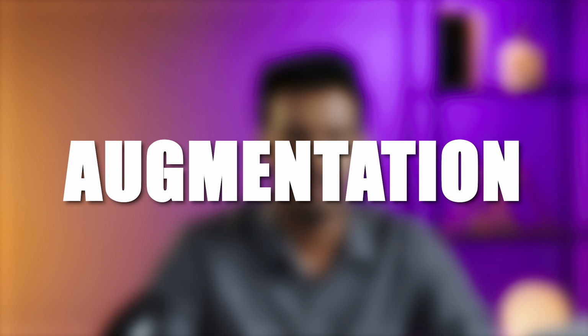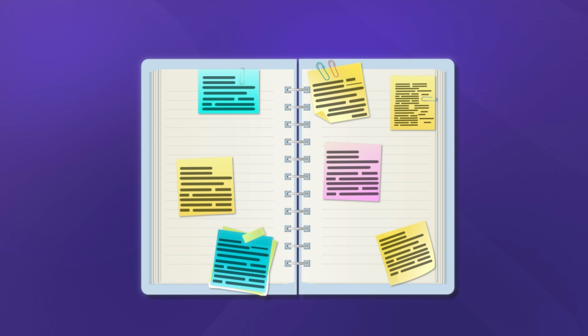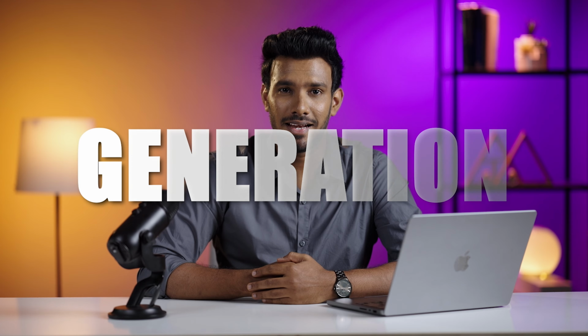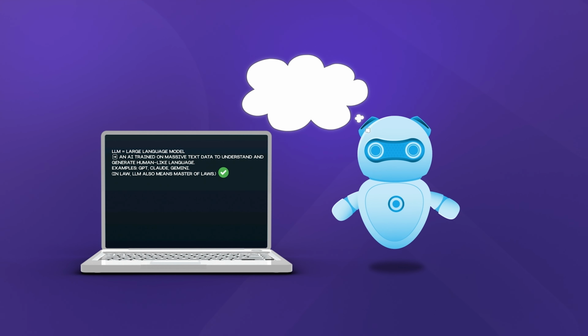Step 2, augmentation. Next, the AI adds that information to your original question. It's like sticking all those useful facts right into its own notebook so it has more context when thinking about your question. So now, the AI not only has your prompt, it also has fresh, focused knowledge from outside sources. Step 3, generation. Finally, it uses that rich context to generate a response, a well-informed explanation or paragraph that actually answers your question, not just guesses. So instead of vague or outdated answers, you get something that's actually grounded in real information. That's the magic of RAG.